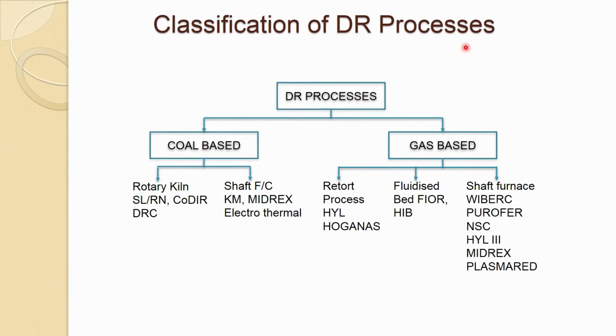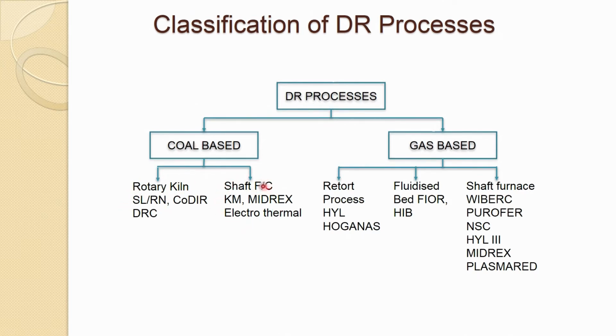Now, the classification of direct reduction processes. We talked a lot about natural gas as a reducing agent, and then coal as a reducing agent. So, obviously, there are two classifications of direct reduction processes. One is coal based and another is gas based. And coal based processes are like rotary kiln, SL/RN. There are many processes which are based on this.